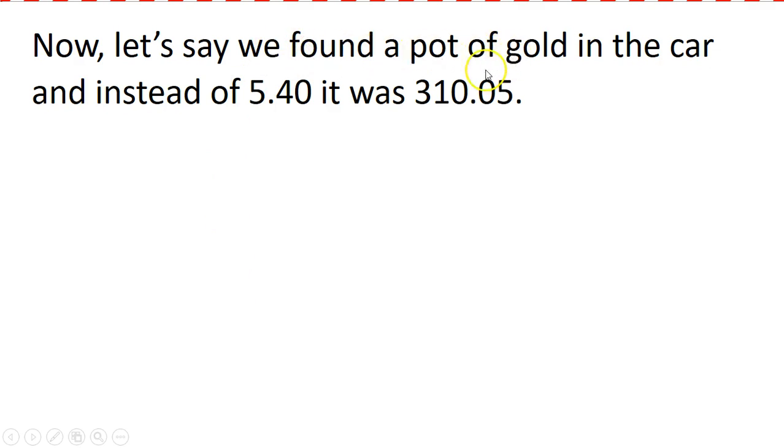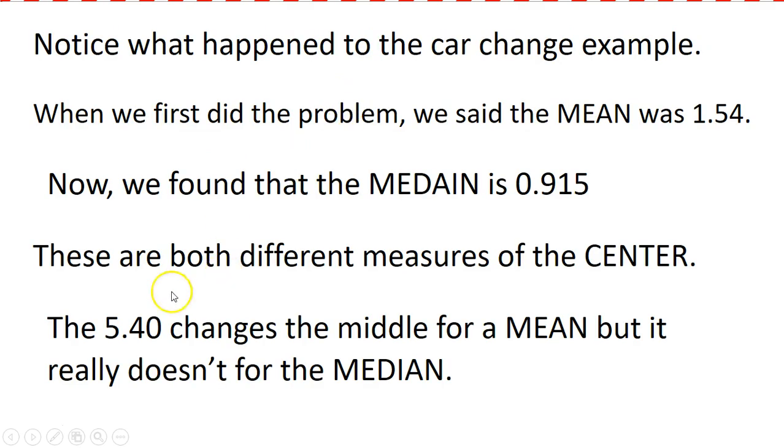So let's say we found a pot of gold. Actually, you know what? I don't want to race through here. So just keep that in the back of your mind, and we're going to continue on with this idea about how possibly outliers affect the median of items when we come back.